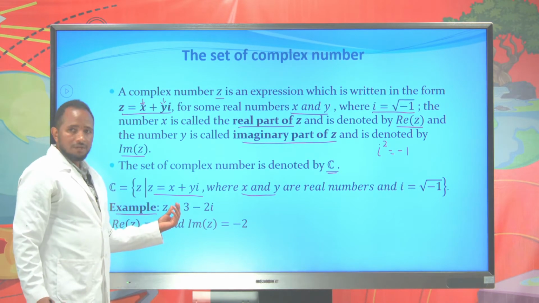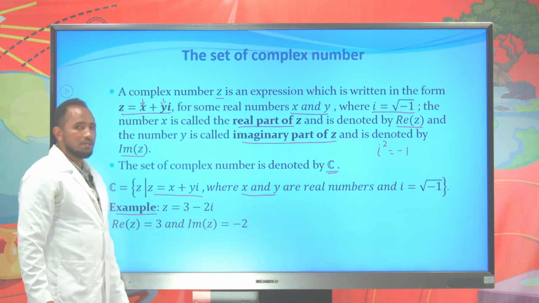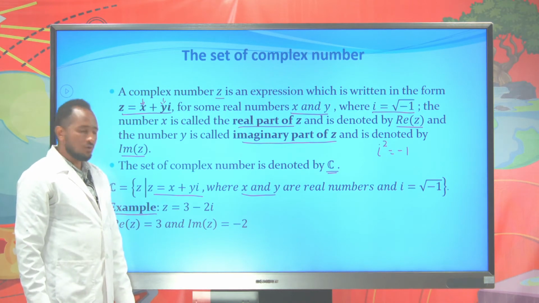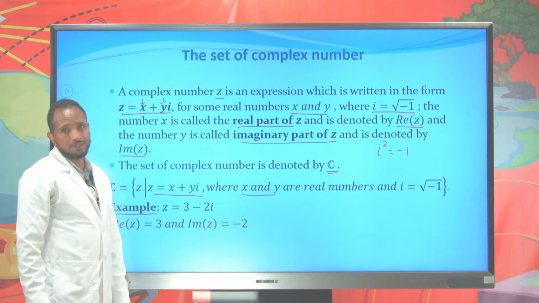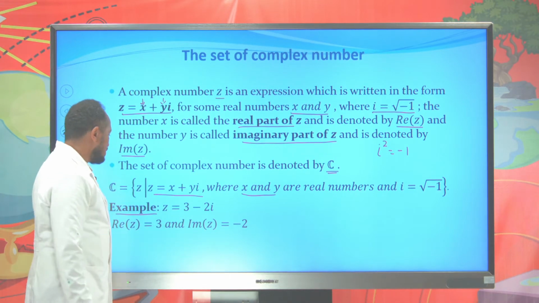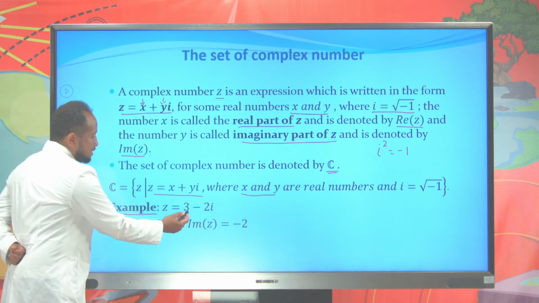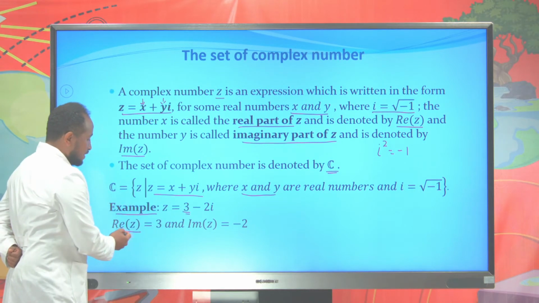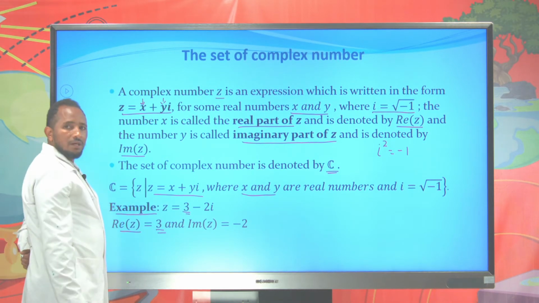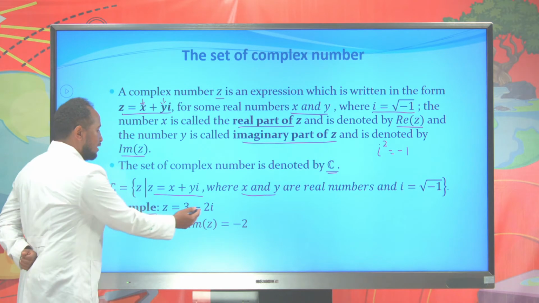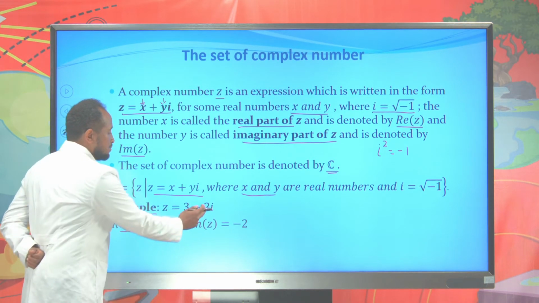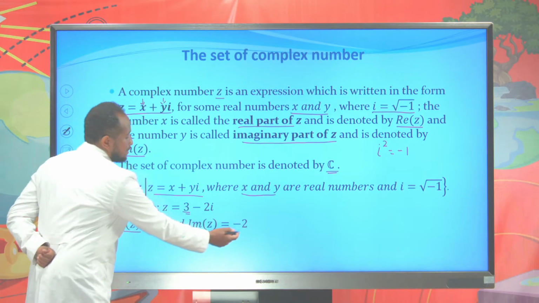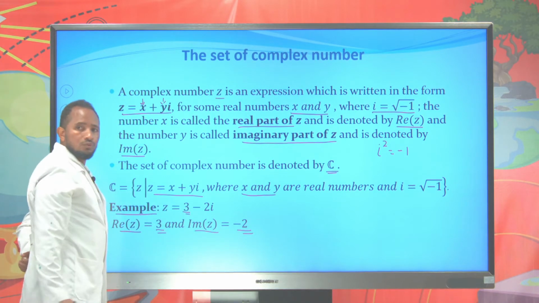The complex number z here is given to be 3 minus 2i. So let's find the real part and the imaginary part of this complex number. As you can see easily, the real part of z is this 3, and the imaginary part is the coefficient of imaginary i, so it is -2.